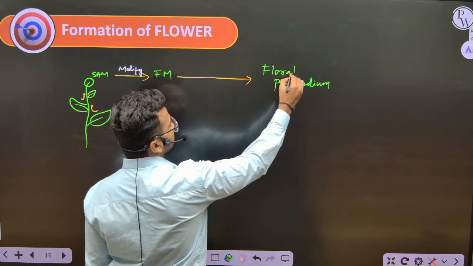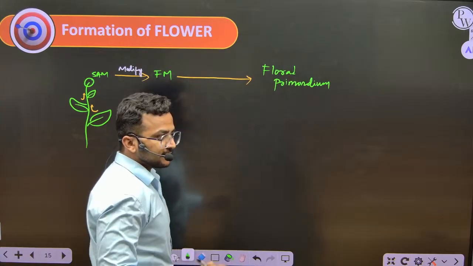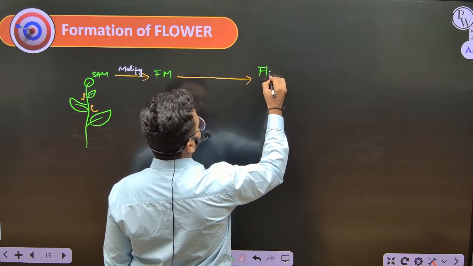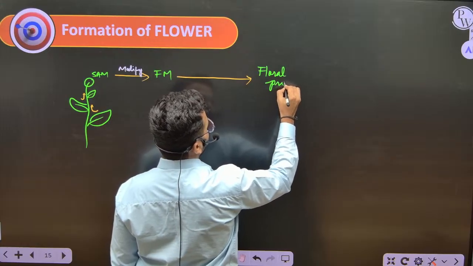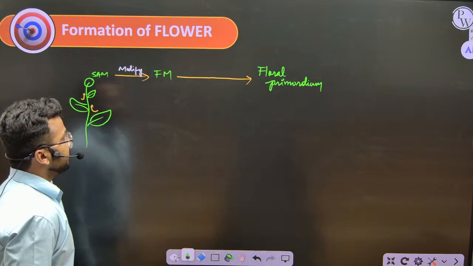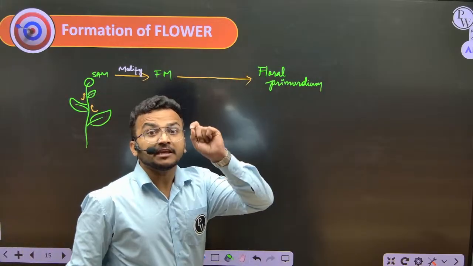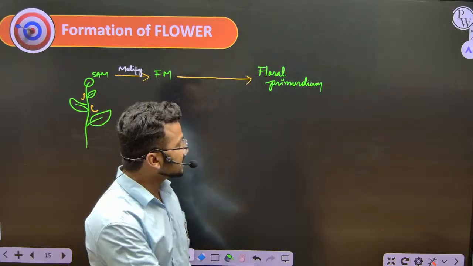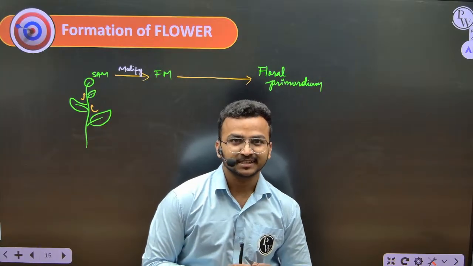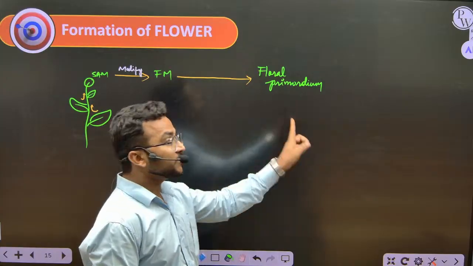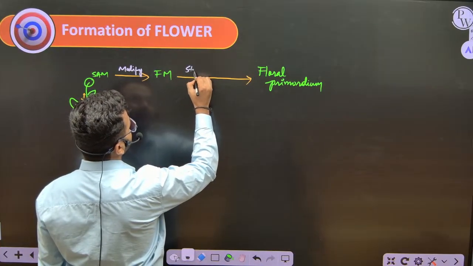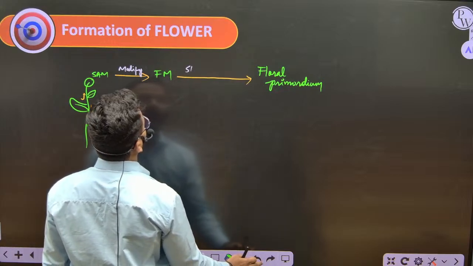Here, floral primordium: floral means flower, and primordium means initial structures. Before the formation of flowers, they make some initial structures. You can just go and observe a bud, and you will get to know what those initial structures are. That is what we are calling the floral primordium here. To make this, structural and hormonal changes will be taking place.